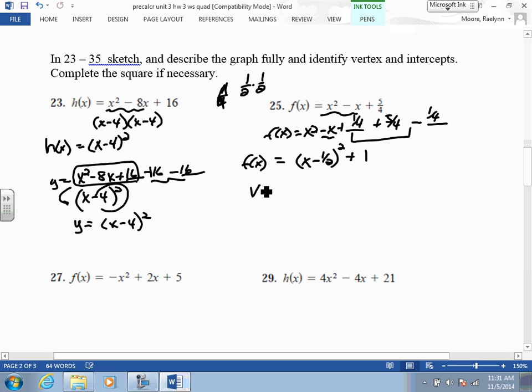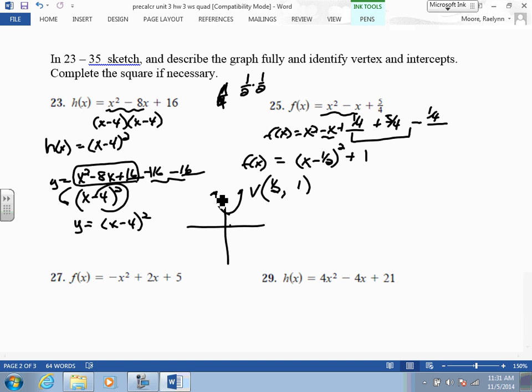So what's my vertex for this one? 1/2, 1. Good. Which way is it opening? Up. So I can use my transformations. Shift to the left or to the right? To the right. Here's my 1/2. Shift to the right 1/2 and up 1. Tomorrow we're going to add your intercepts in here to make sure that we cross where we're supposed to cross.